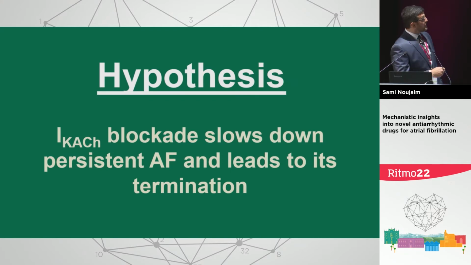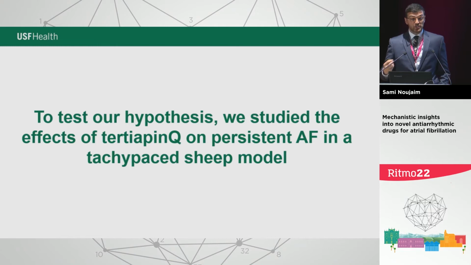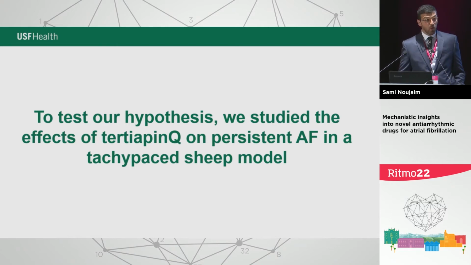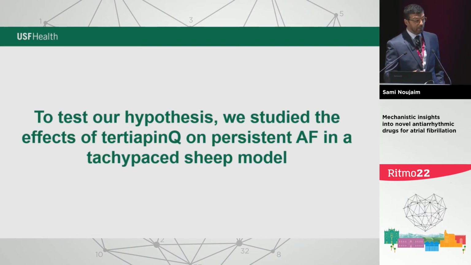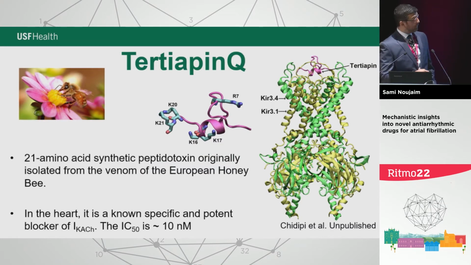So our hypothesis is that IKACH blockade slows down persistent AF and leads to its termination. And in order to test this hypothesis, we studied the effect of tertiapine Q on persistent AF in a tachy-paced sheep model. What is tertiapine Q? Tertiapine Q is a 21 amino acid synthetic peptidotoxin that was originally isolated from the venom of the European honeybee. So this is my European connection to this project.